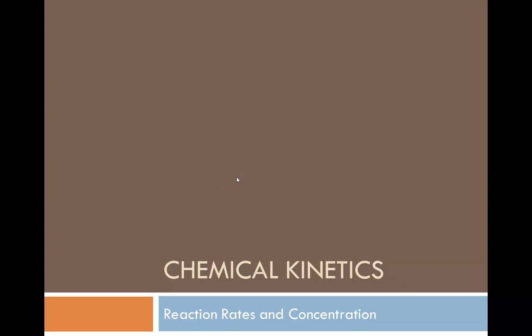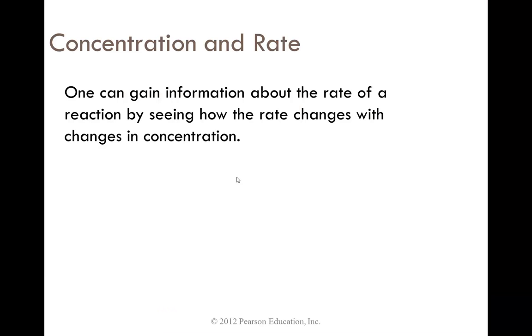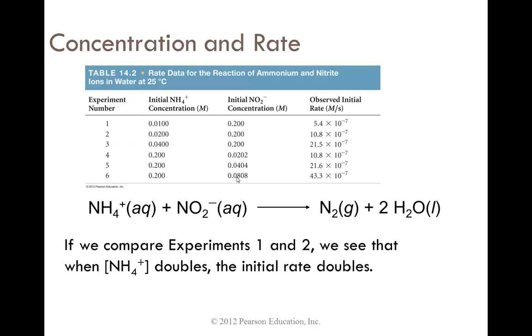In this tutorial, we will be discussing reaction rates and concentration. One can gain information about the rate of a reaction by seeing how the rate changes with the changes in concentration. So if we look at experiments 1 and 2, the NO2 minus, the nitrite ion, stays the same, but the ammonium ion doubles. Yet the overall rate, the initial rate of the reaction, doubles.